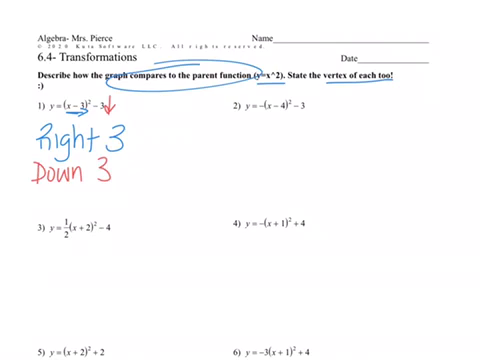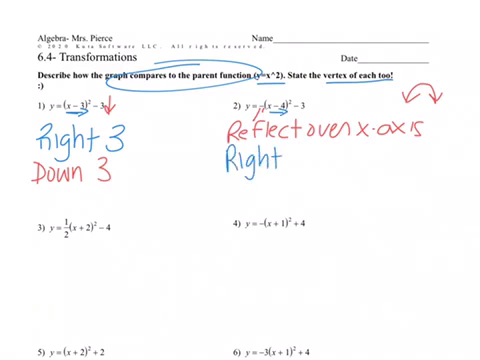Problem number 2. We have a negative out front. So that negative out front is going to reflect over the x-axis. So now it's a frowning parabola. It is going to move, so we've got a minus 4 inside. So minus 4 again is going to move to the right 4 units. And then that minus 3 on the outside is going to shift my graph down 3 units.